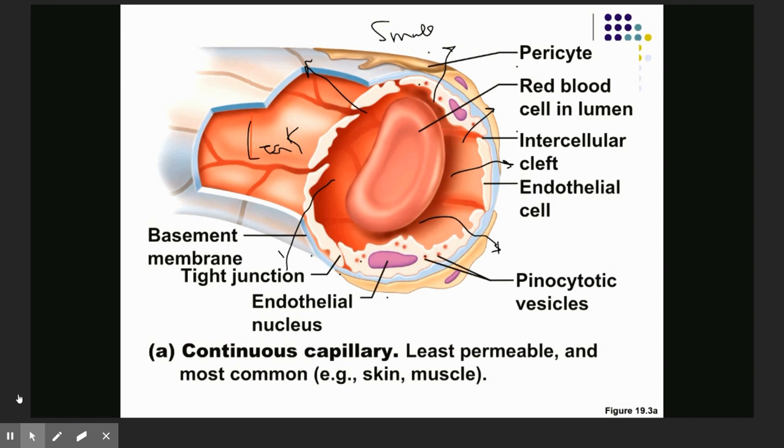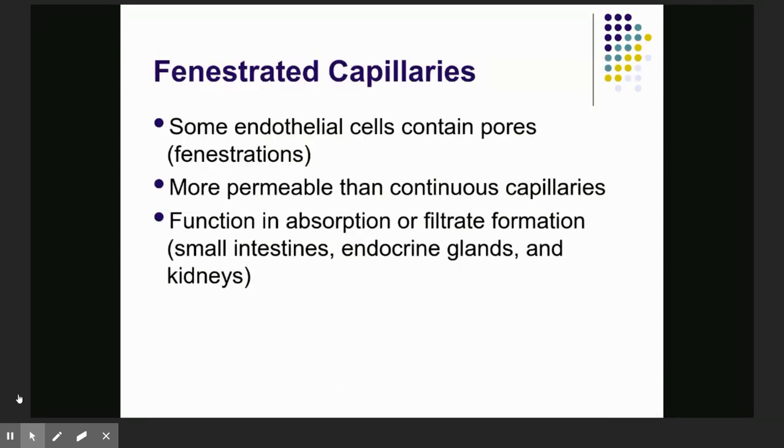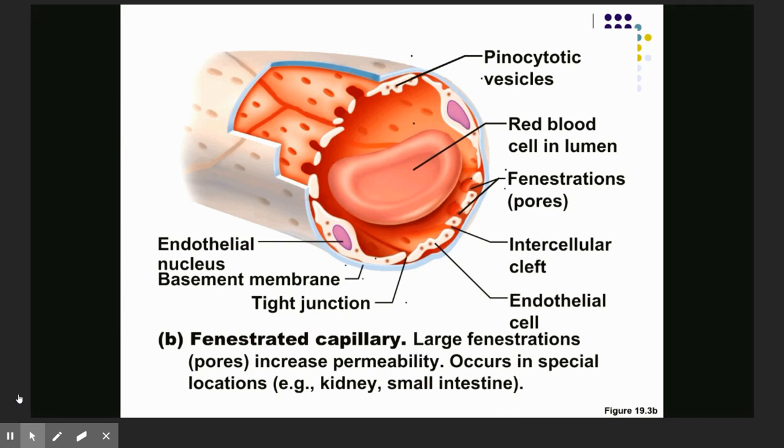And then we have another type. Remember, these are called fenestrated. Fenestrated have holes in them. These holes are called fenestrations. Remember, that word means windows, but a better way to think of it is like a pore. They have pores in them. And so, because they have these holes, these are more leaky than those other ones.